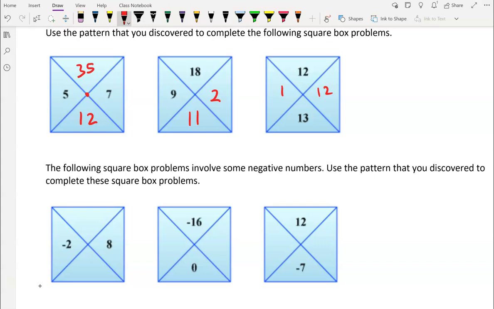Now, the following square box problems involve some negative numbers, so let's use the patterns that you discovered to complete these square box problems. So what is negative 2 times 8? Negative 16, right? And negative 2 plus 8, well, that's 6. All right, how about negative 16? Now, these two numbers multiplied together equals 16, but these two numbers multiplied together equals 0. Oh my gosh. That would be 4 and negative 4, because 4 times negative 4 would be negative 16, and 4 plus negative 4 is 0.